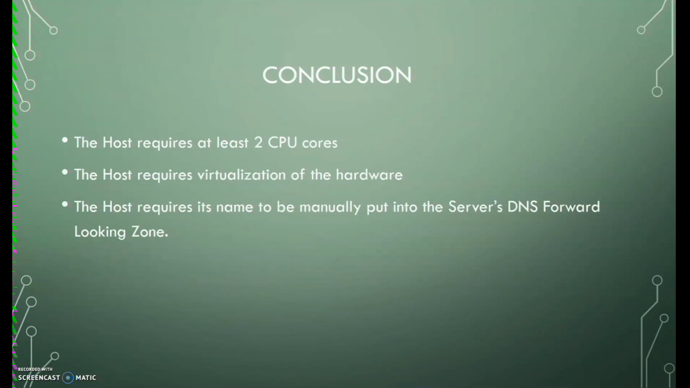So in conclusion, 3 things just to leave you with is that when creating the host virtual machine, it needs at least 2 CPU cores, and that it requires virtualization of the hardware. And also within the setup of our ESXi host, it requires its name to be manually put into the server's DNS lookup zone for it to be able to verify the test management network of the DNS.